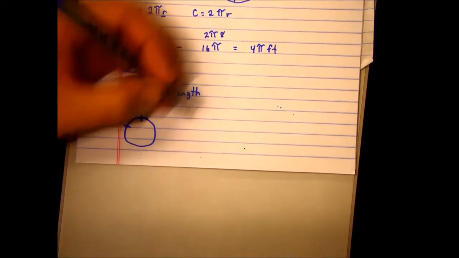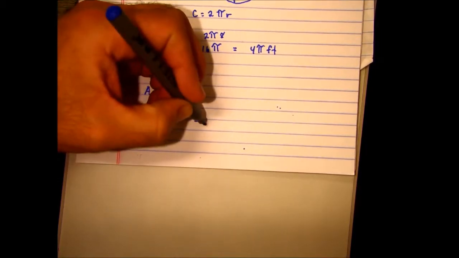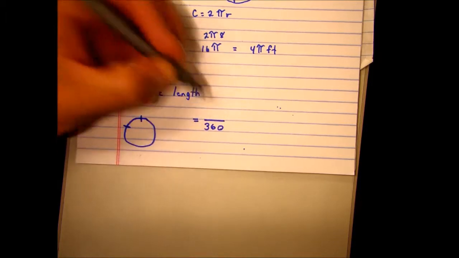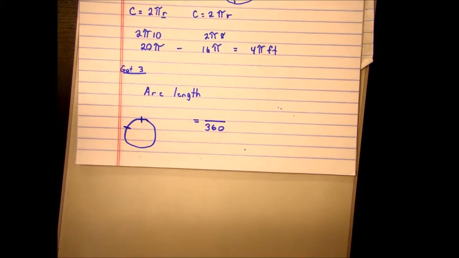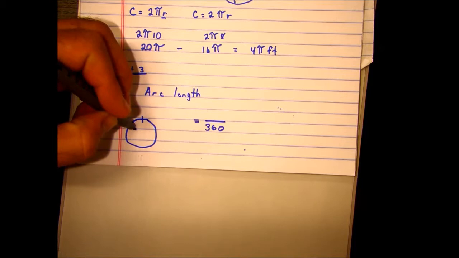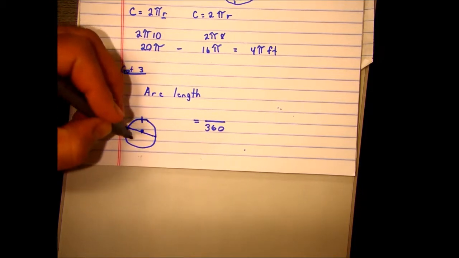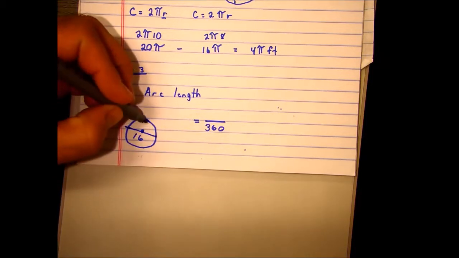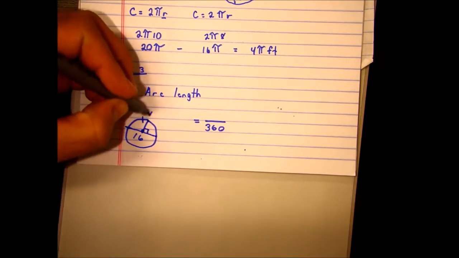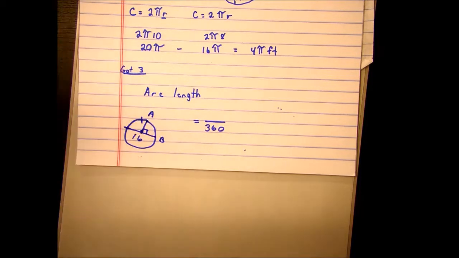So if I know the whole circle is how many degrees, if I can figure out what the measurement is, then I can figure out what the arc length is. Okay, so let's just do one by example. Let's say that's my diameter, and it's 16. And I say that I would like to find the arc length from A to B.